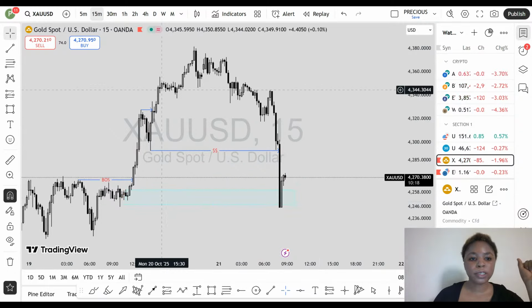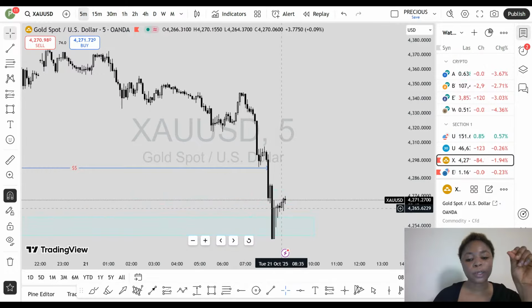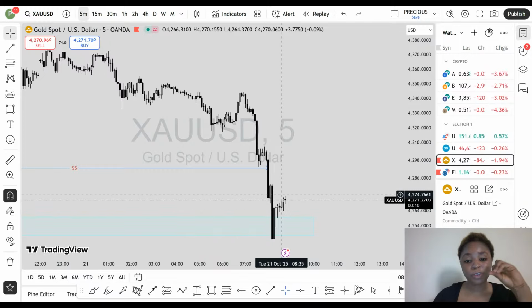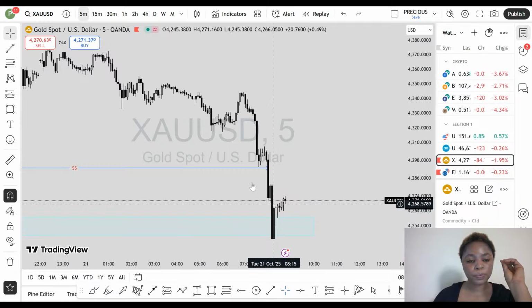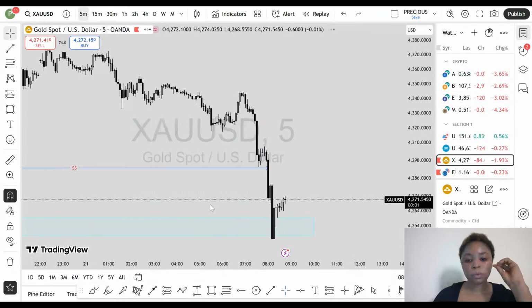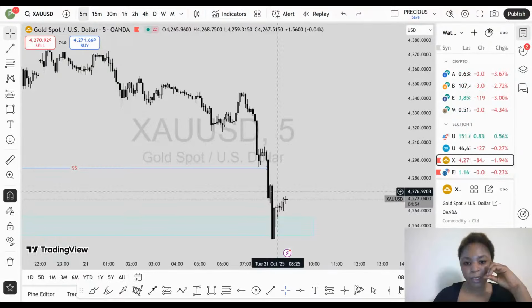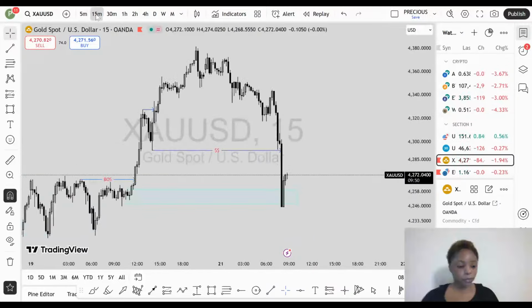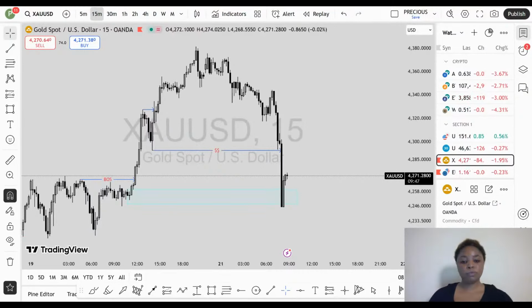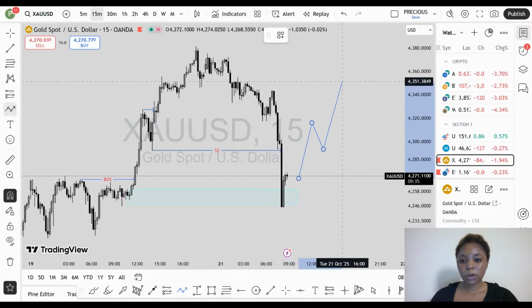But first of all, let's see if we have a change of character, like an internal change of character, not external. Internal change of character, a break of structure. So now I want you guys to observe this region. When market creates a structure, market always retraces back to mitigate and starts moving upward in a bullish market, and in a bearish market, the reverse is the case. So you can see this is how the structure of the market looks on the higher time frame.